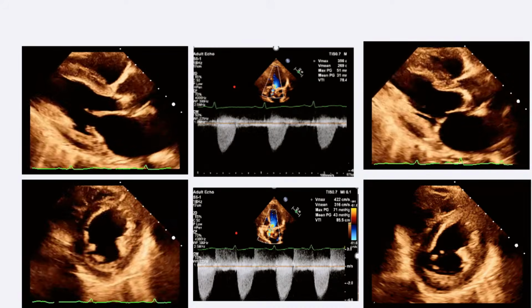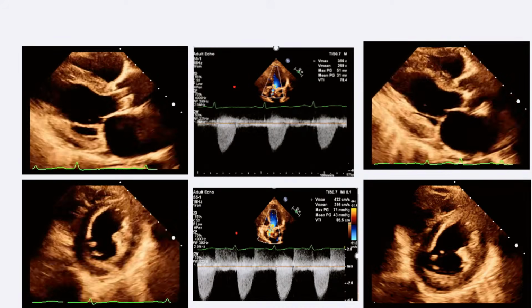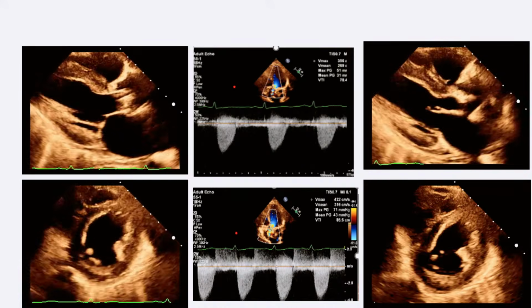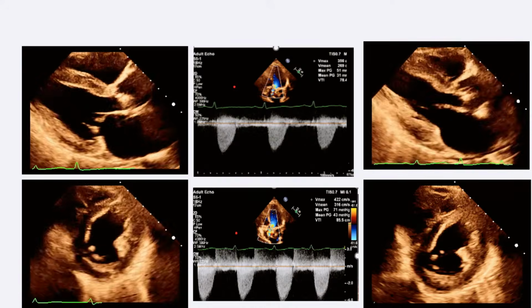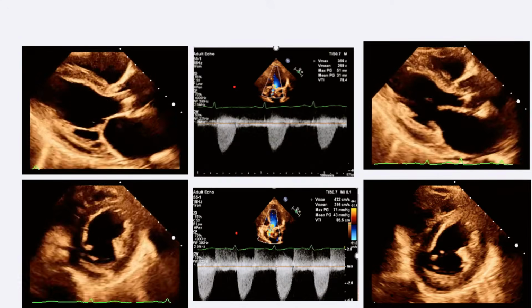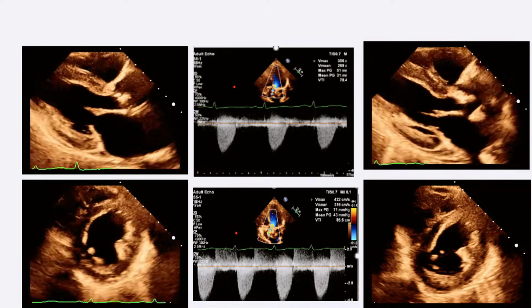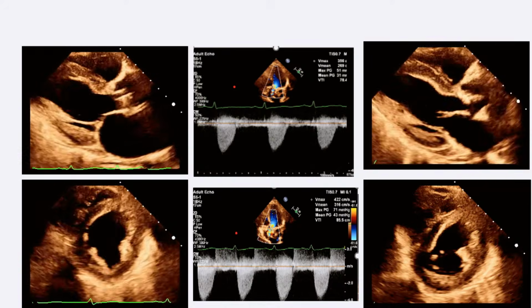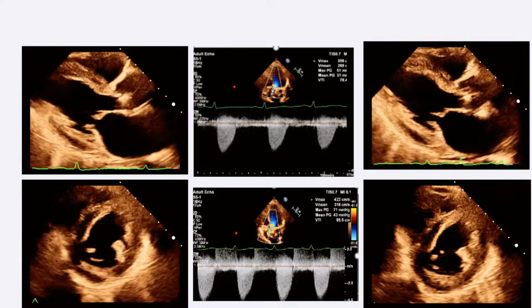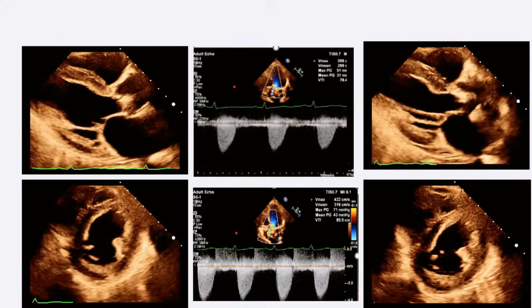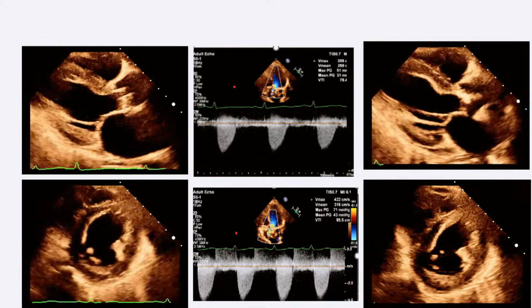It doesn't match the criteria of severe aortic stenosis, but when we calculated the valve area it was 0.8, so it shows that it's a low flow, low gradient aortic stenosis. So we subjected the patient to dobutamine stress echo, and after giving dobutamine the gradient increased from 31 to 43 millimeters of mercury. So it confirmed the diagnosis of severe aortic stenosis with a low flow, low gradient.